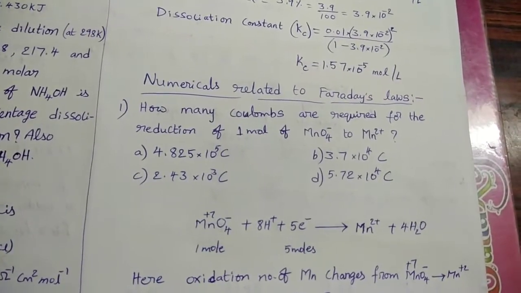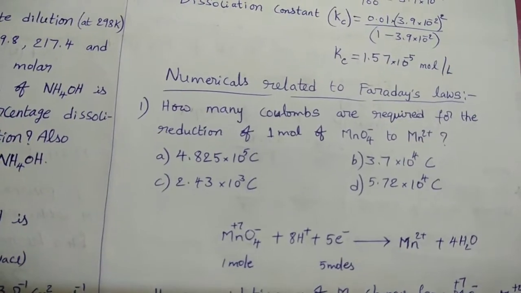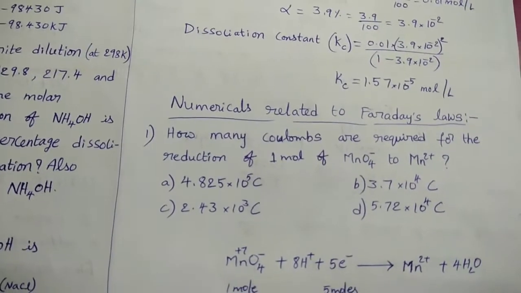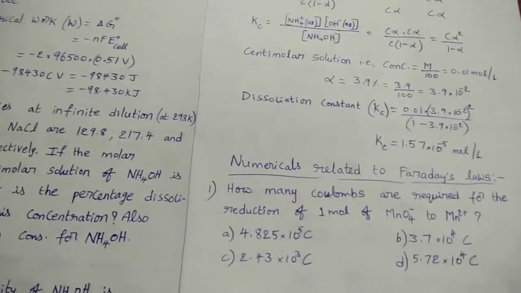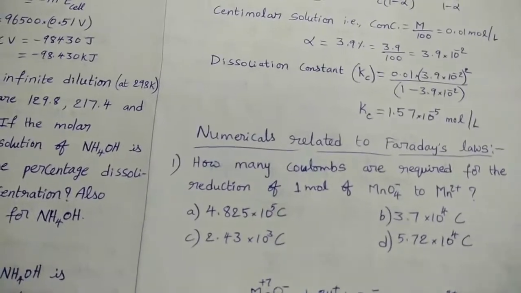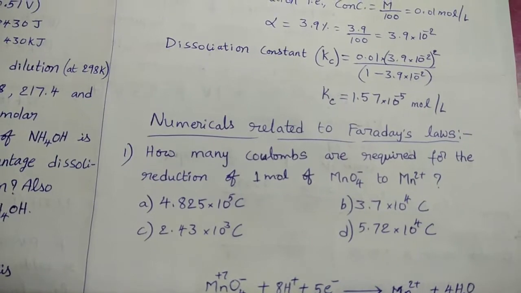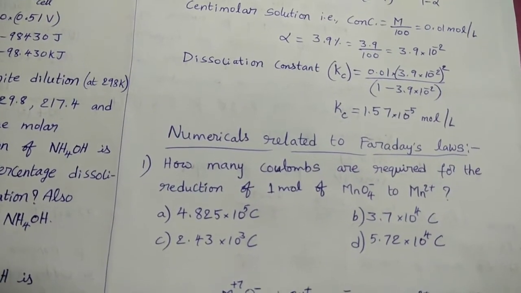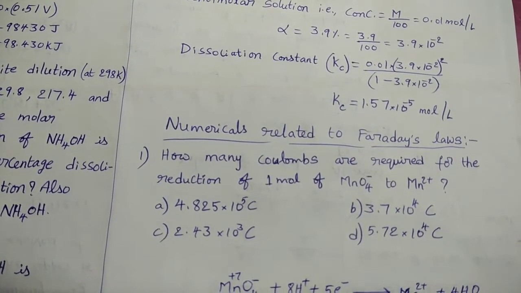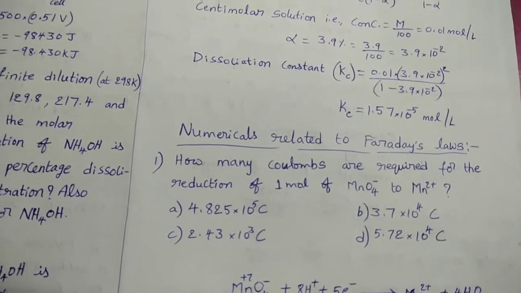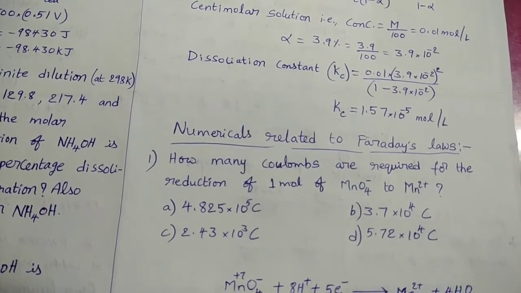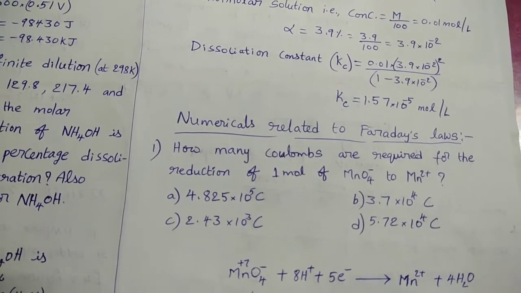Next, numericals related to Faraday's law. This one is also important in this chapter. Two Faraday's laws are there: Faraday's first law and Faraday's second law. Now see the related numericals. How many coulombs are required for the reduction of 1 mole of MnO4- to Mn2+? 1 mole of MnO4- ion is converted to Mn2+, how much charge is required?